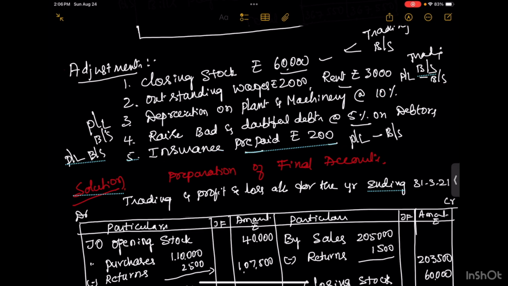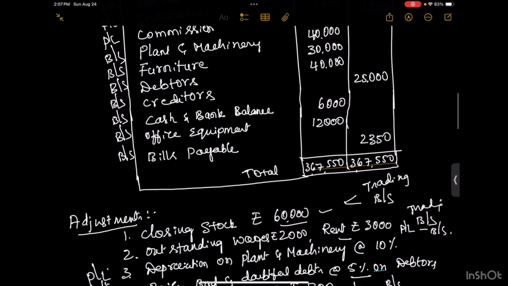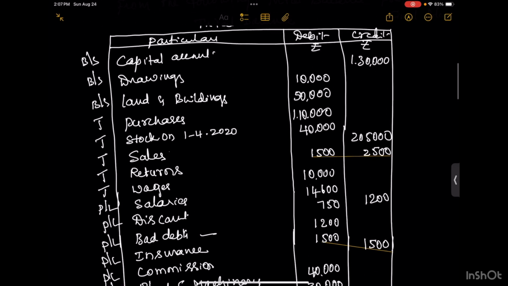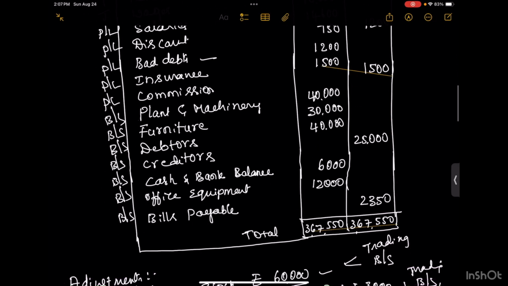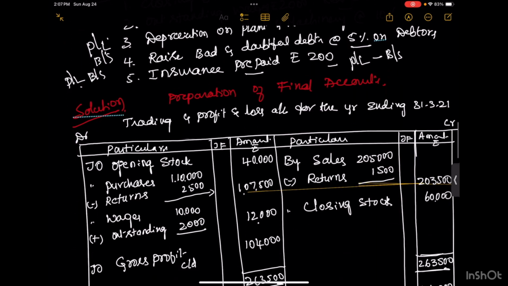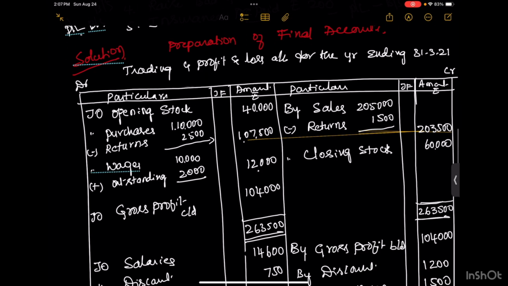Okay, in two ways: closing stock, trading account and balance sheet; outstanding expenses related to trading account, P&L account, as well as in the balance sheet; depreciation, P&L account and balance sheet; bad debts, P&L account and balance sheet; insurance, again P&L account and balance sheet. Let us see how we are going to do this. I think you people are clear about this classification. So based on this classification, we are going to make the final accounts.